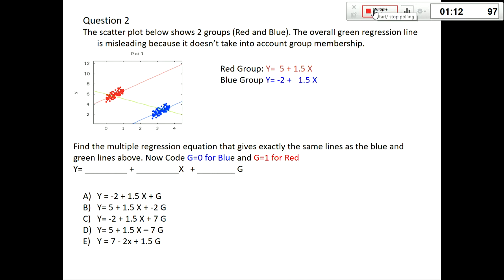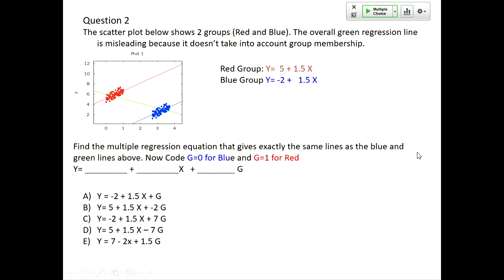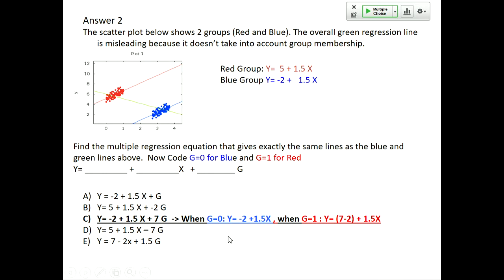And see what you said this time. Great, C is the right answer, and let's look why. You can see that when G equals 0 for the blue, you get this blue one right here. And when it's 1, you get 7, when there's a 1 in here, minus 2, which gives you the 5 you need. These all had the same slope, so you didn't have to worry about the interaction term.